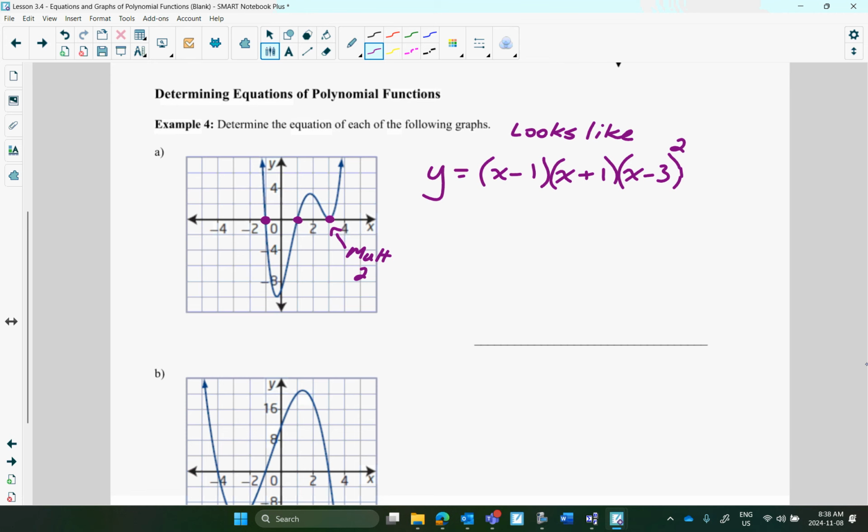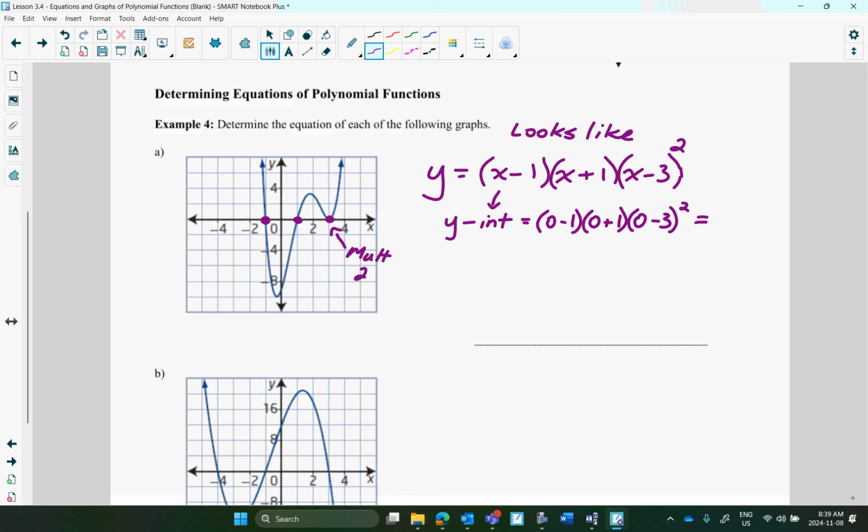But how do I know? Maybe there's a number in front here that's stretching. How do I know that? I've got to check the y-intercept. What's the y-intercept for this one? 0 minus 1 times 0 plus 1 times 0 minus 3 squared. What does that give me? Positive 9 or negative 9?